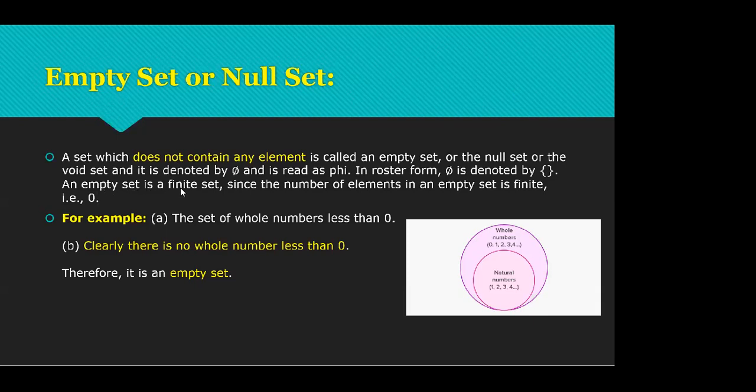An empty set is a finite set, since the number of elements in an empty set is finite, for example, 0. This 0 means nothing, not the whole number 0. Get it?